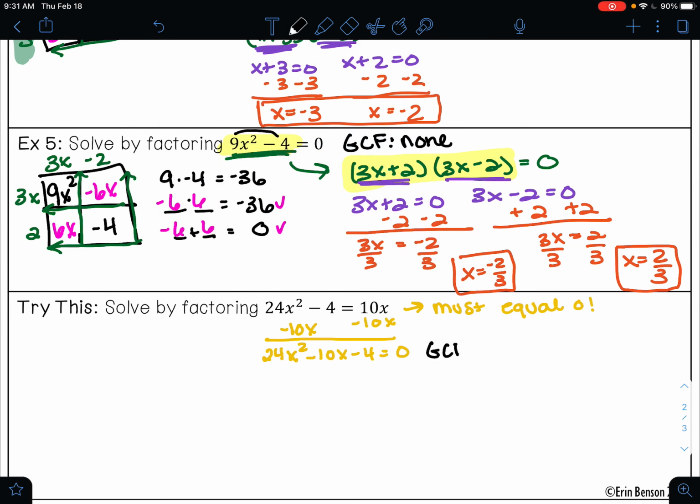Alright, so your first step with factoring is to always look for greatest common factor. Here, I do have a greatest common factor. It's 2. So I'm going to go ahead and factor that out. And I'm actually going to do that over here. So I'll have 2 times 12x squared minus 5x minus 2.